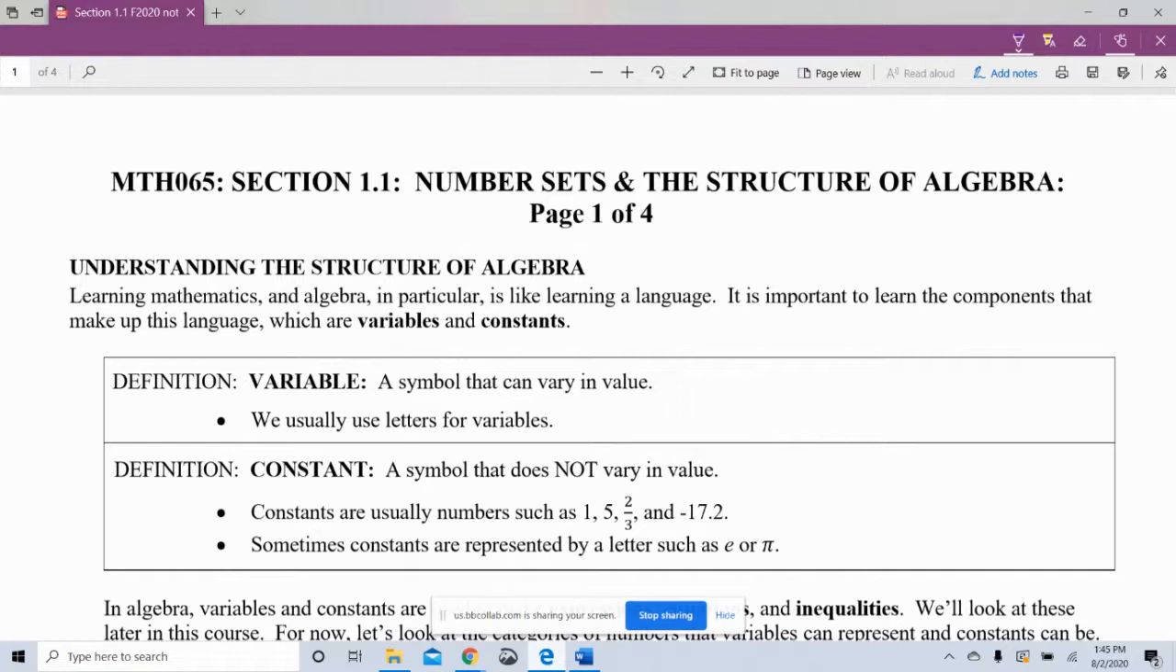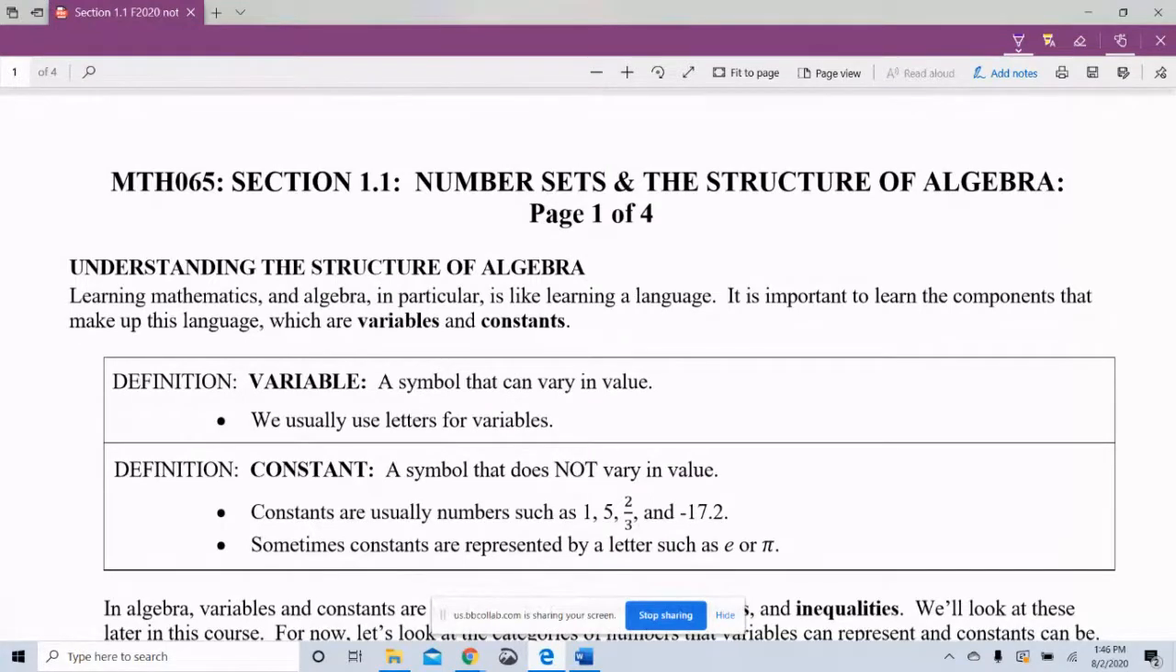So you can see that we're first of all going to look at some of the vocabulary of algebra, which is really, really important for you to understand so that we are all speaking the same language. Mathematics really is its own language, and it's important that when I use certain words and terms, you understand the same meaning as I understand. And that way there's no confusion.